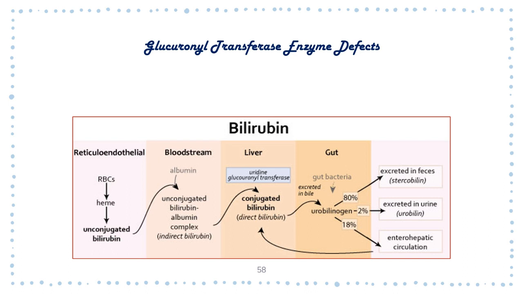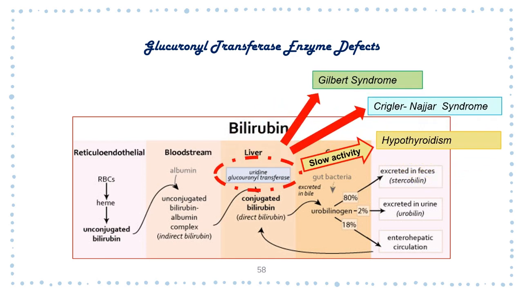And finally, we come to the glucuronide transferase enzyme defects. So, we know from our previous presentation that glucuronide transferase is the enzyme present in the liver which is responsible for conjugation of the bilirubin. So there are three main things that can happen. The two main ones which I want to emphasize are Gilbert syndrome and Crigler-Najjar syndrome. Both of these are diseases of the same enzyme.